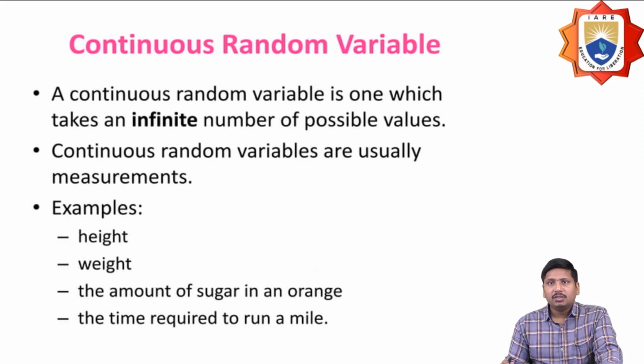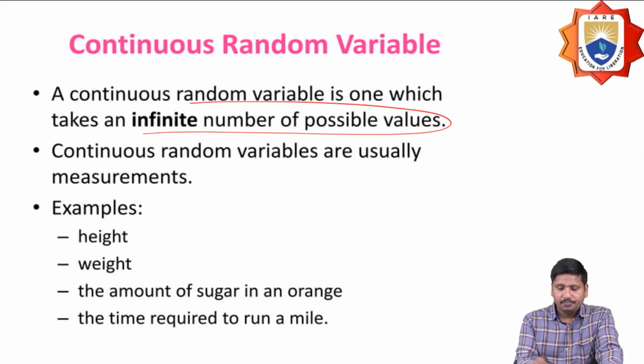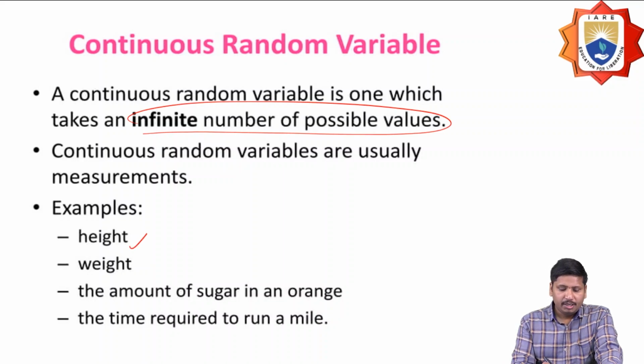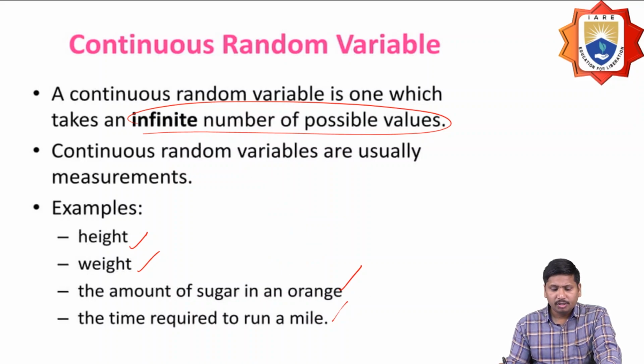And the next one is the continuous random variable. So what is a continuous random variable? A continuous random variable is one which takes an infinite number of possible values. Continuous random variables are usually measurements. Examples are height, weight, amount of sugar in an orange, and time required to run a mile. So these are the examples.